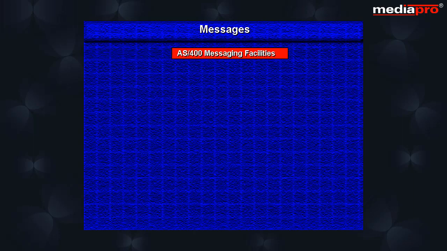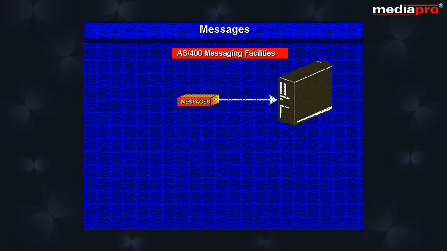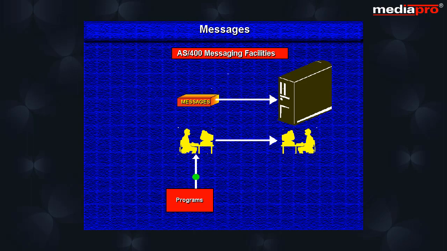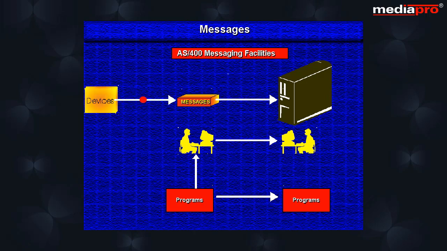In this chapter, we will look at the AS400 messaging facilities. Messages are the main means of communication on the AS400. Users communicate with other users. Programs communicate with users. Programs communicate with other programs, and devices communicate with the system through messages.